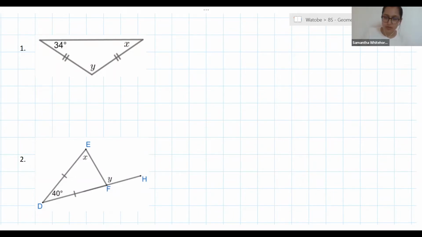I obviously will give you some time to do these. In question 1, we're looking for the value of X and of Y. And in question 2, we're looking for the value of X and Y as well. So if you're going to put your answers in the chat, please make sure you number them appropriately so that we know which ones are which. If you're feeling comfortable and confident, raise your hand and we can hear from you.